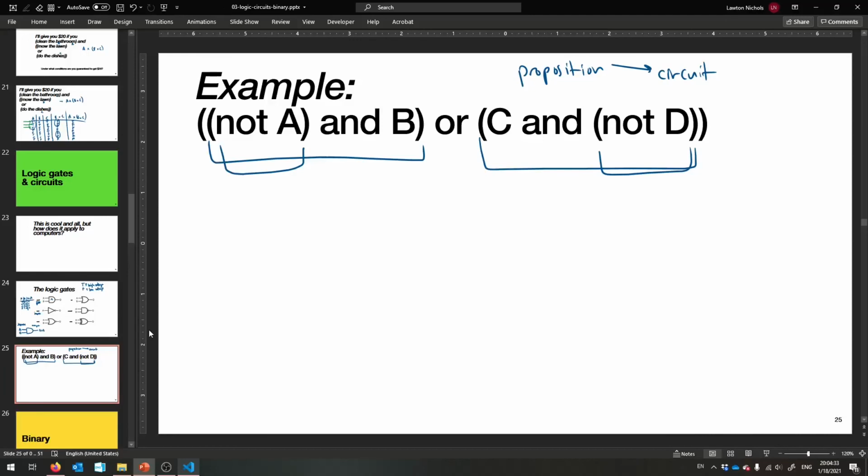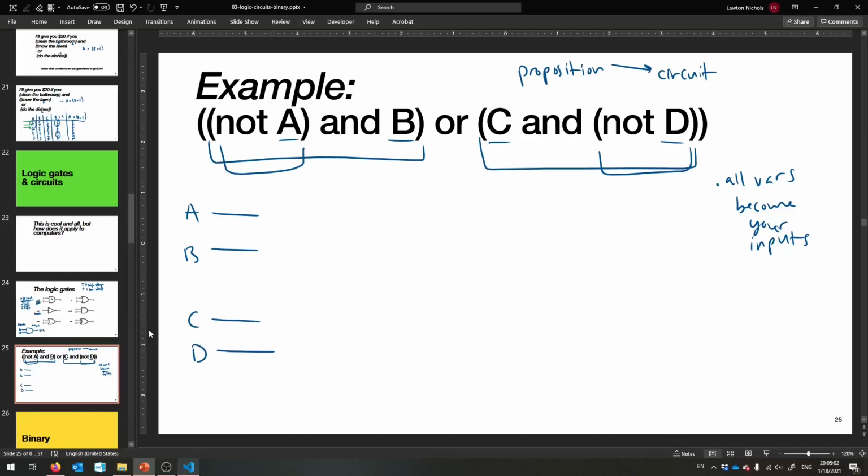Kind of the first step is extract all the variables, okay? Find all the variables, because those will be your inputs. All variables become your inputs. All right, so I'm going to have wires coming in for A, for B, for C, and for D. Okay, they're bringing in whatever the signal is that represents true or false.